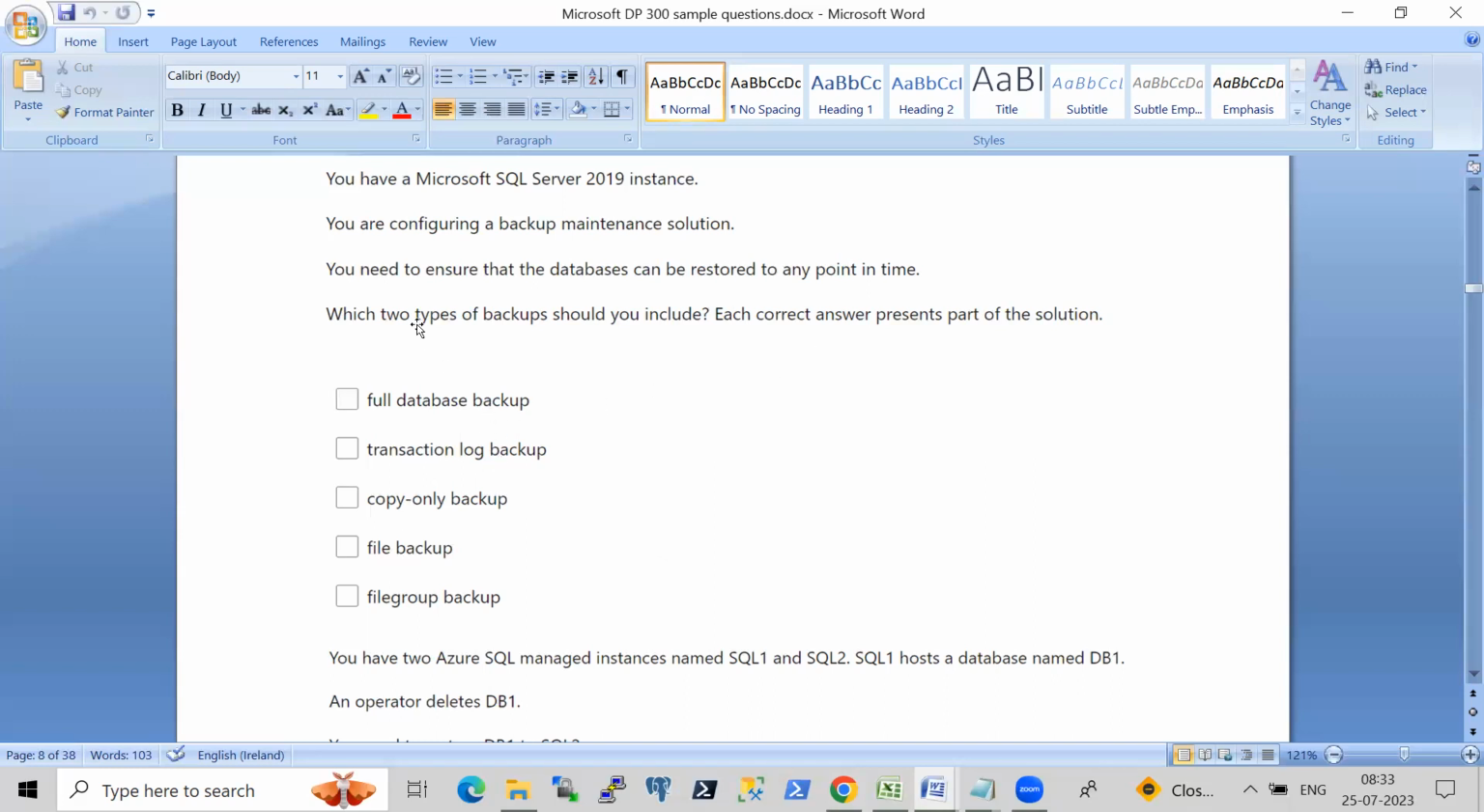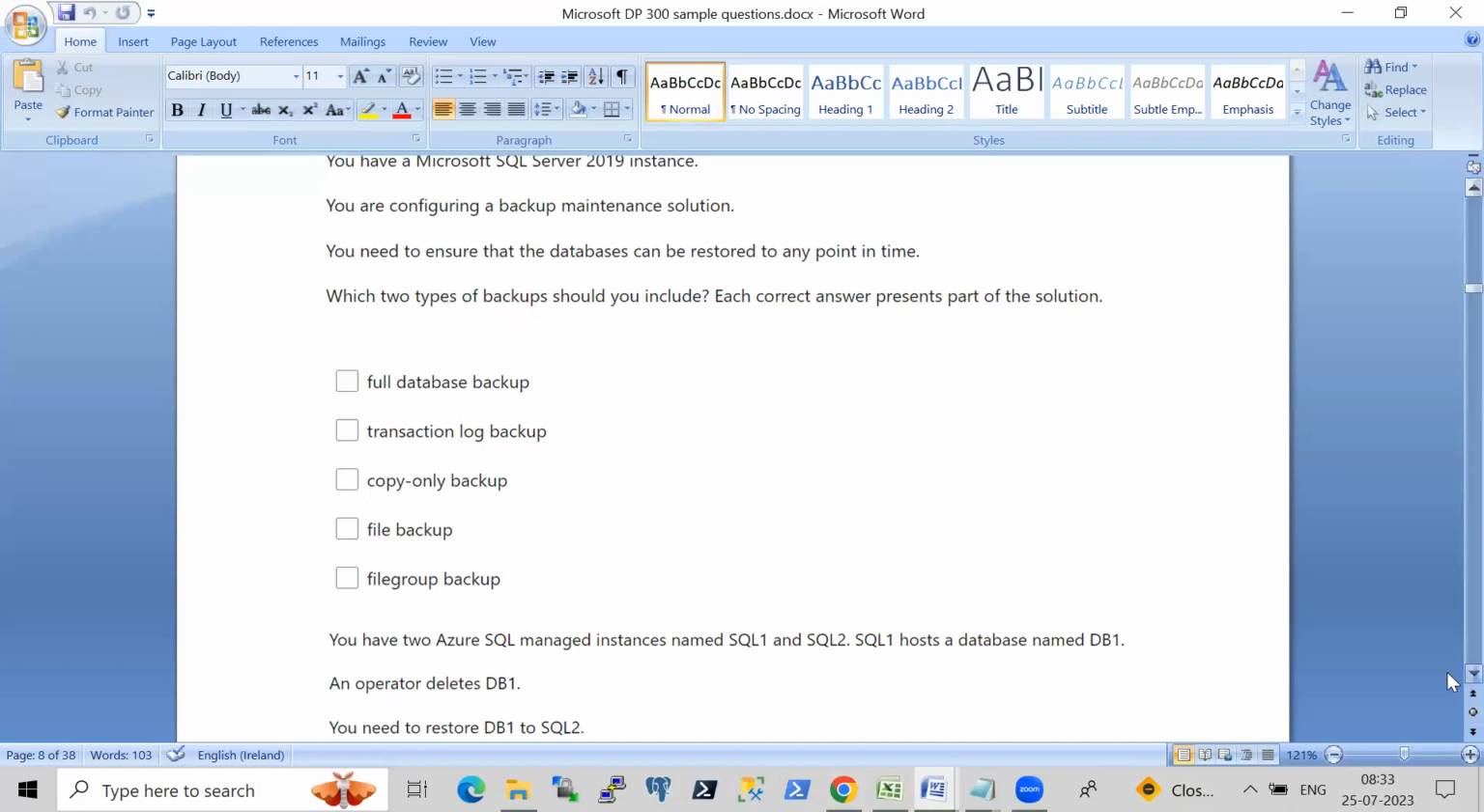Transaction log backup. Full and T-log. Full and transaction log backup, because without full you can't restore a transaction log. So which two types of backups? Full and T-log. It's very simple, so I need not talk much about that.